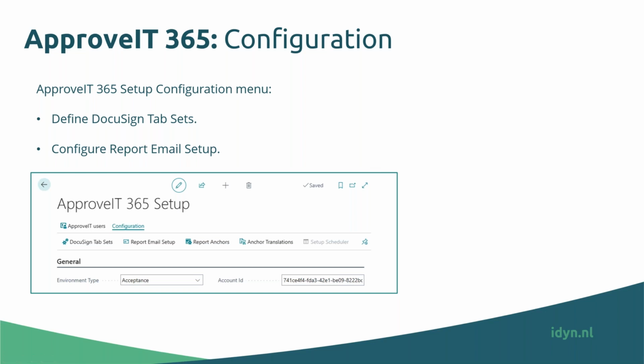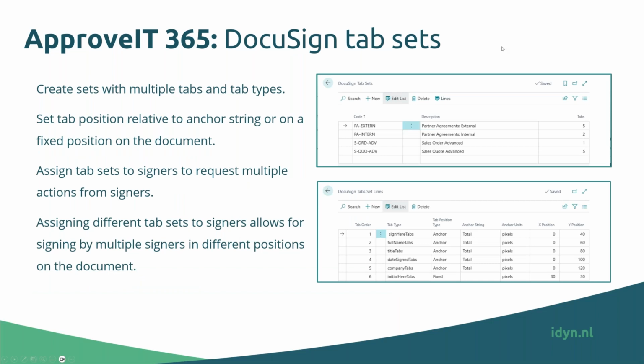So in the ApproveIT setup card page, we have added a configuration menu. We previously already had the report anchors and the anchor translations. And now we added the DocuSign tab sets and report email setup. With the DocuSign tab sets, we can, of course, define sets. And in those sets, we can define which tabs we want to set and which tab types we want to set. And there, for each tab, we can decide how to position that tab in the document.